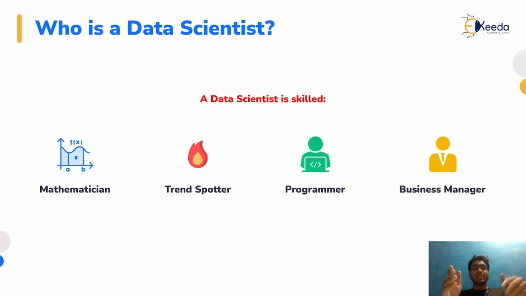Now, exactly who is a data scientist? Here we will see who a data scientist is and what the core skills of a data scientist are. If you want to become a data scientist, what are the things you should look to accomplish? So first is mathematician, and along with mathematician I would also add statistician.